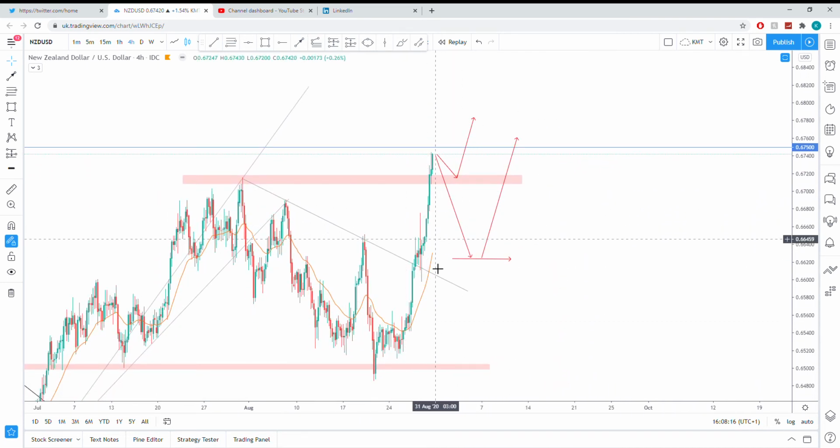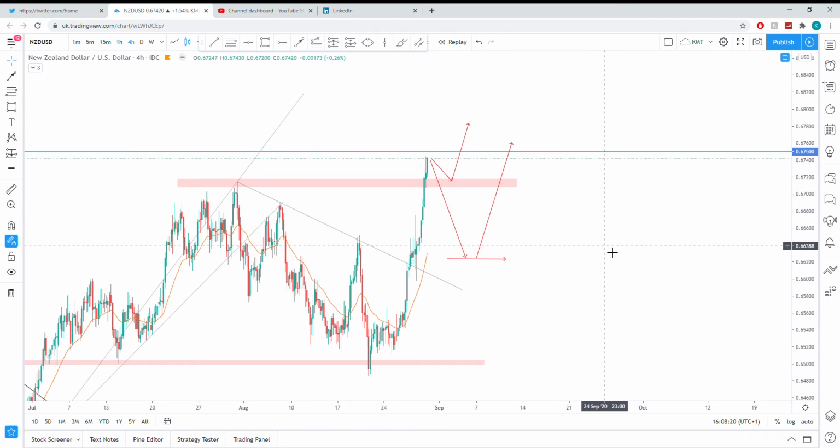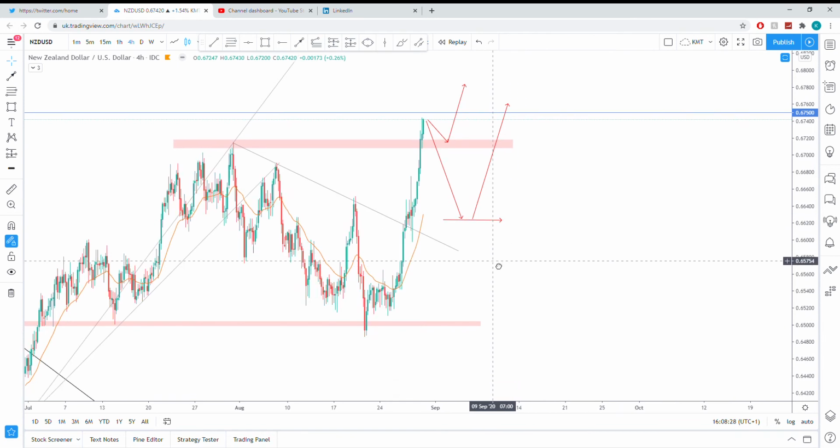looking after this push to the upside. So I'm just going to see how price reacts this week and all the news before we go a bit further in terms of predictions. But pretty much my bias is to the upside.